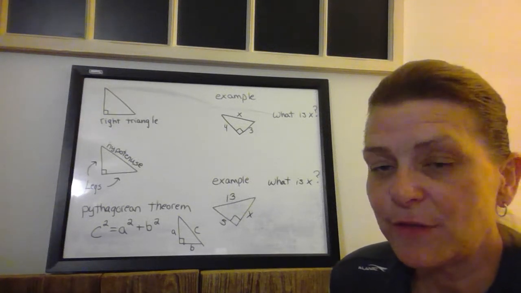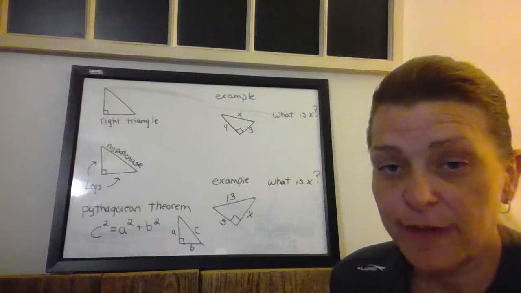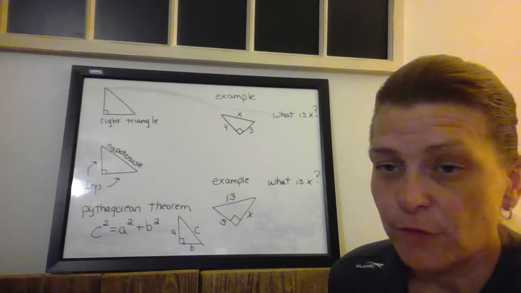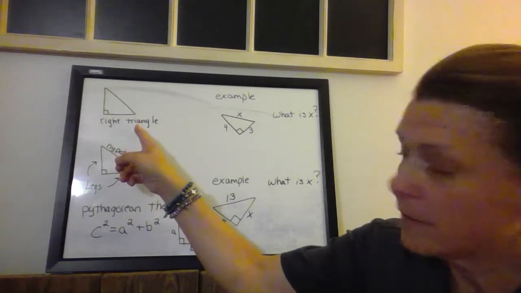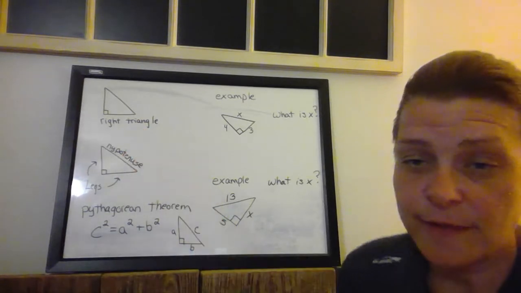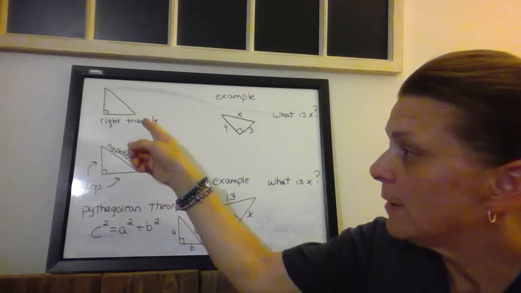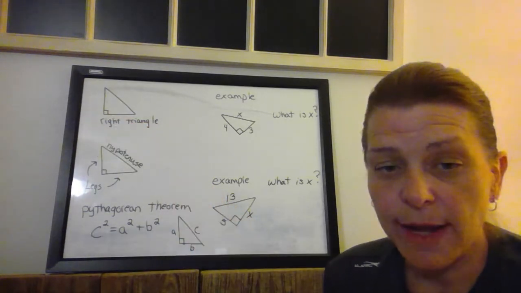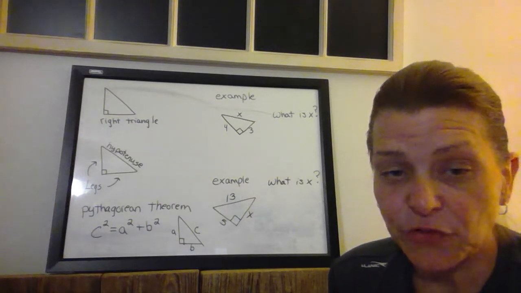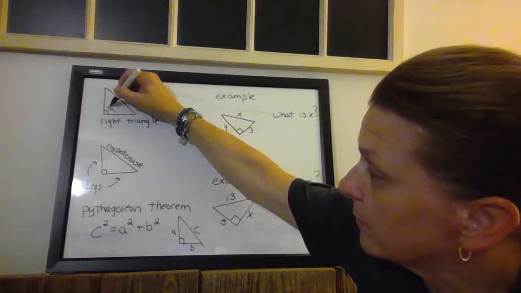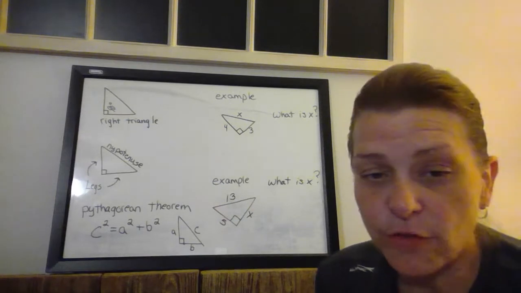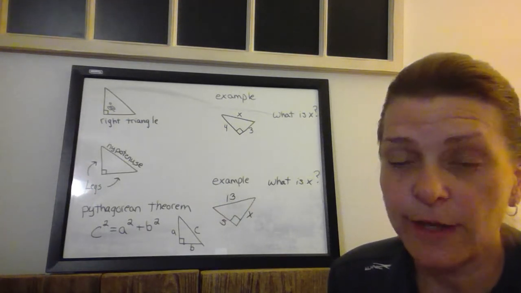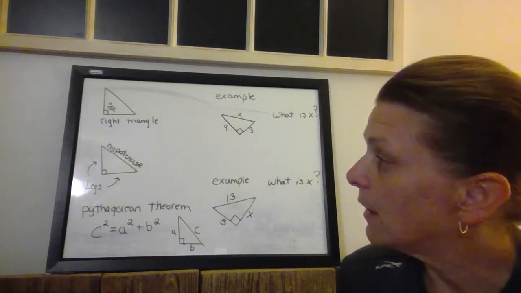Hi guys, let's review a little bit about triangles and the Pythagorean theorem. So first we're going to start with this triangle here. It's called a right triangle because it has at least one right angle. A right angle measures 90 degrees. And as long as a triangle has one 90-degree angle, it'll be called a right triangle.